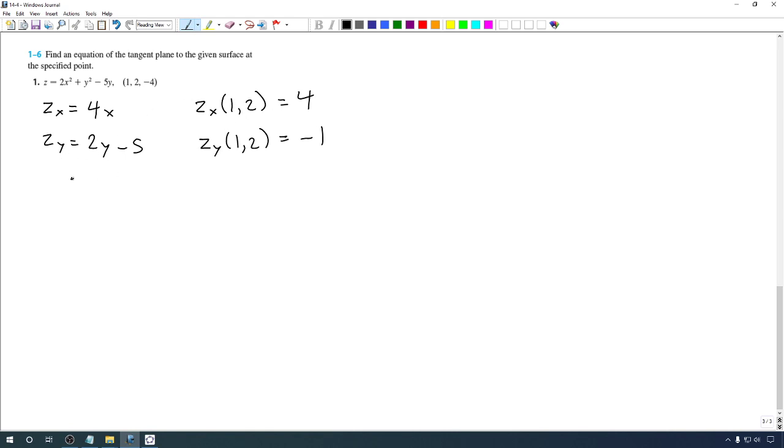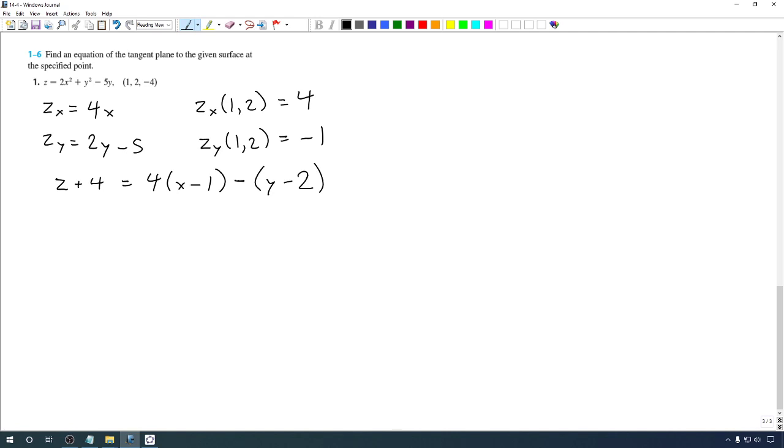And then what do we do with those? Well, we just use our formula. We have z minus z naught, so z plus 4, is equal to the x derivative of 4 times x minus x naught. X naught is 1. Plus our y derivative, so negative 1 times y minus y naught, but y naught is 2. And that's our equation. And we could leave it like that.